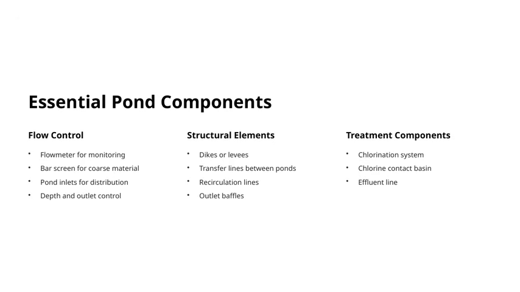Now, let's take a closer look at the essential pond components that play a critical role in the treatment process. First, we have flow control, which is vital for managing the movement of water through the pond system. A flow meter is used to monitor the flow rates, ensuring everything stays within optimal parameters. The bar screen helps remove coarse materials, preventing debris from clogging the system. Pond inlets are strategically placed for even distribution of water, and controlling the depth and outlet flow is crucial for maintaining proper treatment conditions. Moving on to structural elements, dikes or levees create the physical boundaries of the pond, providing containment and stability.